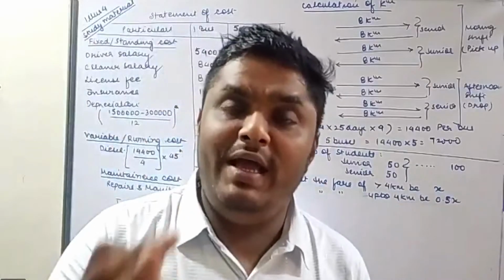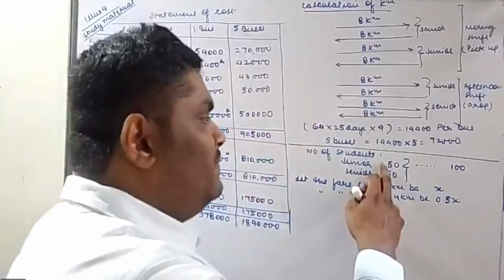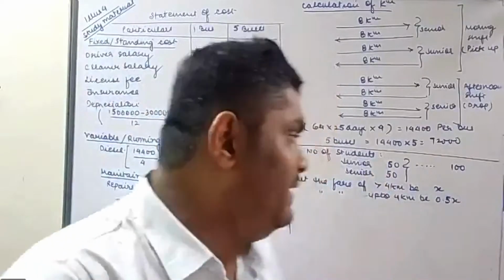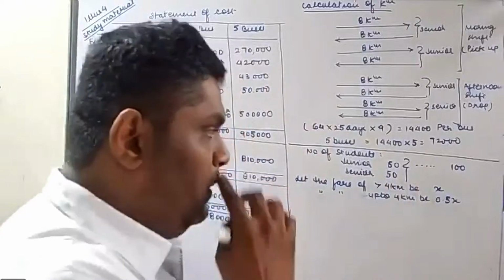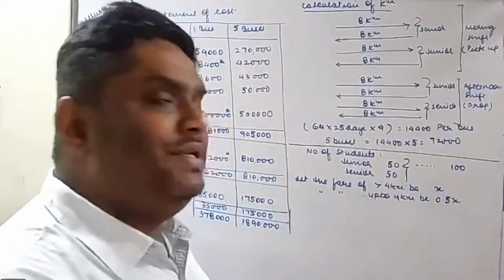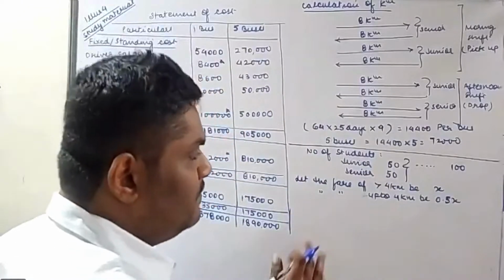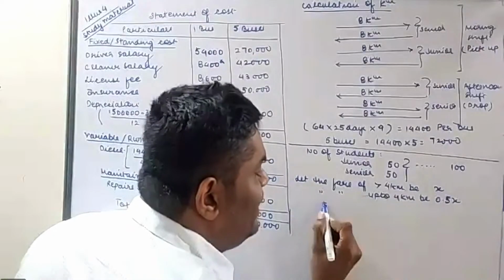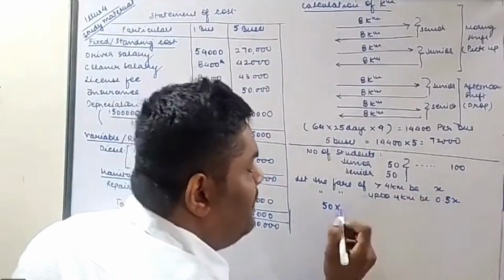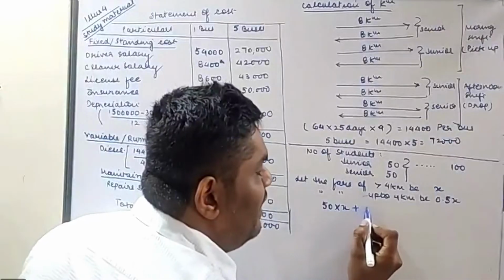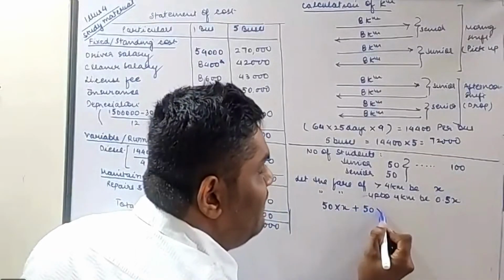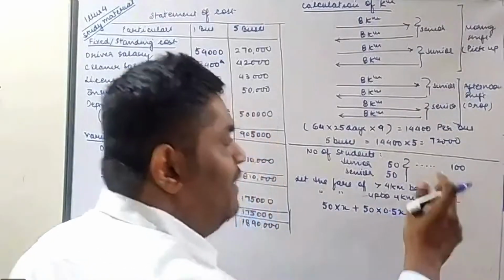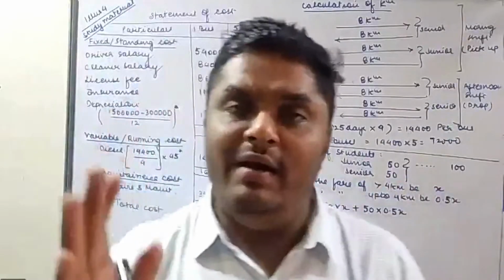And very important guys, only 50% students belong to this category and 50% students belong to this category are traveling more than 4 kilometers. So total number of students are 100. So 50 students are traveling up to 4 kilometers and 50 students are traveling for more than 4 kilometers. See, total number of students are 100.